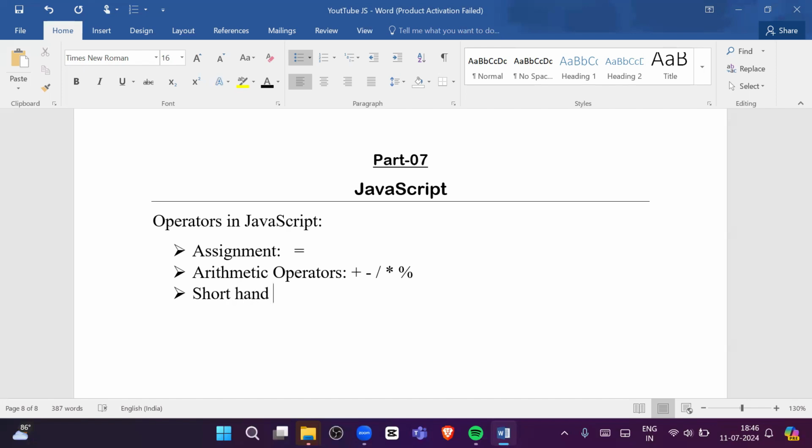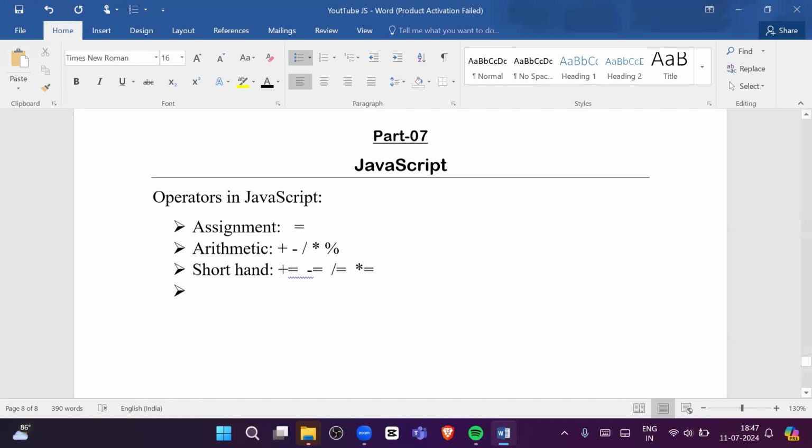Now we have shorthand operators. I don't need to write operators again and again because it's already mentioned in the heading; we are discussing operators. So what are the shorthand operators? Plus equals to, minus equals to, division equals to, and multiplication equals to. These are all the shorthand operators. We will write the code, then you can easily understand the meaning of it.